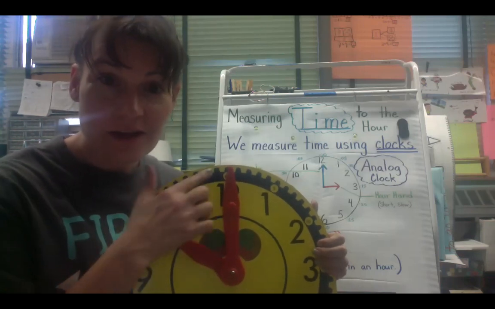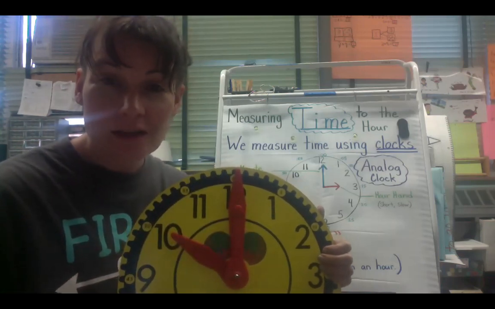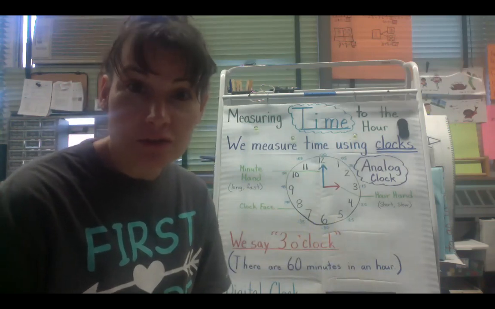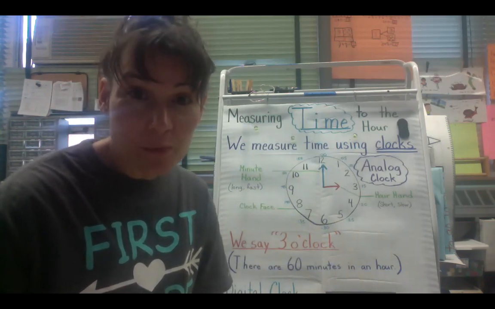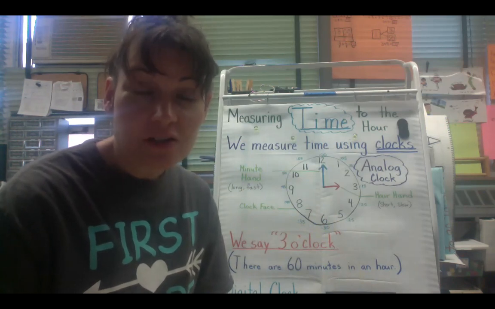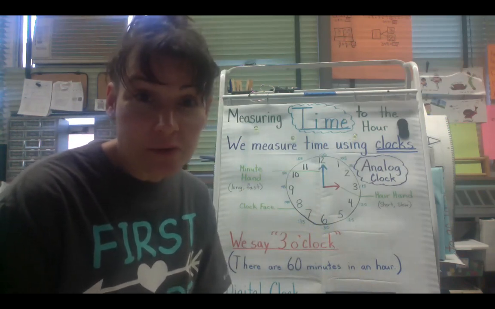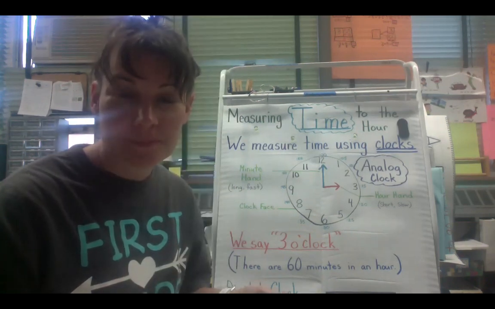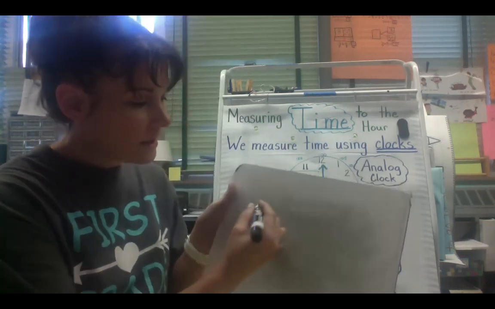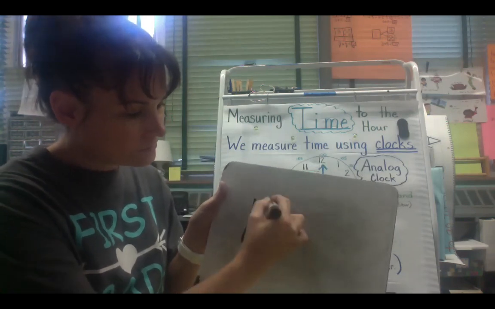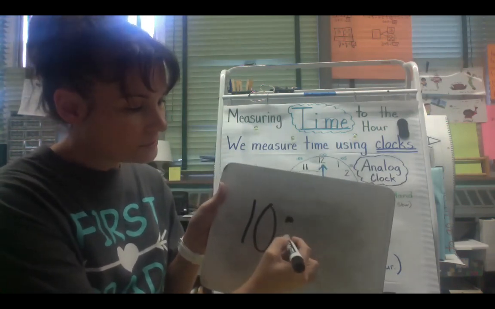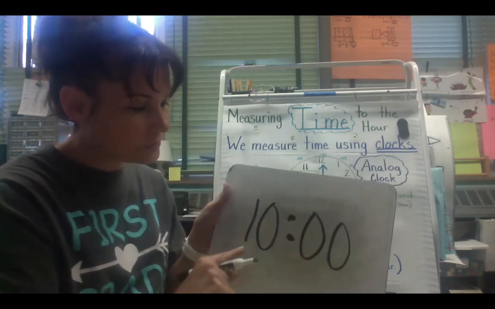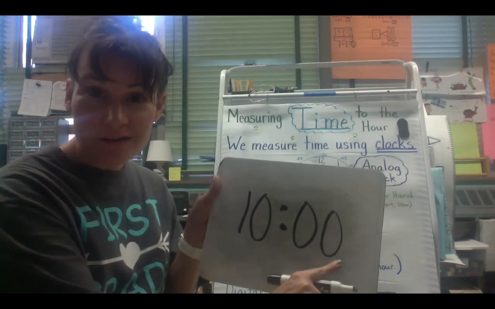10 o'clock. Now, how would you write that on a digital clock? Using your whiteboard or your piece of paper, show me what 10 o'clock would look like. Great job, guys. I would have 10, my colon, and my 2 zeros to show 10 o'clock.